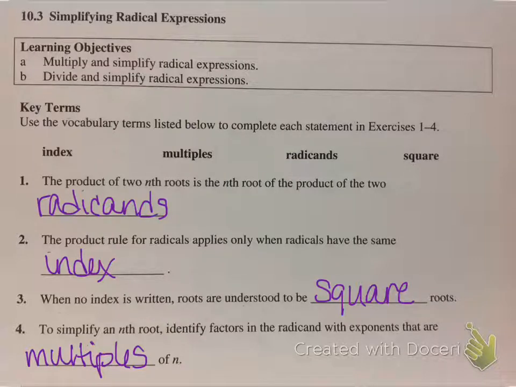The product of two nth roots is the nth root of the product of the two radicands. The product rule for radicals applies only when the radicals have the same index. When no index is written, roots are understood to be square roots. And to simplify an nth root, identify factors in the radicand with exponents that are multiples of n.